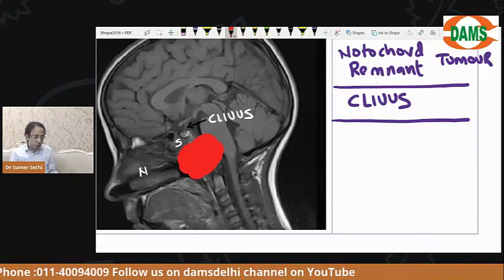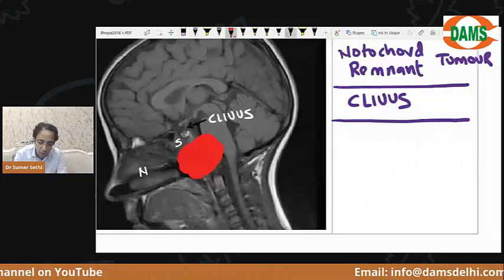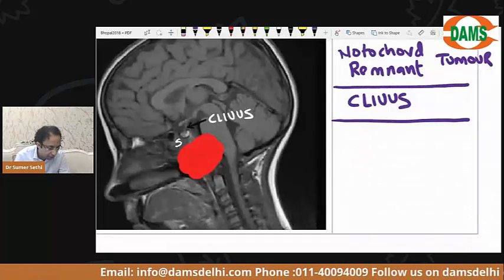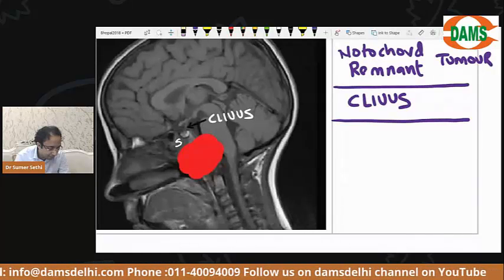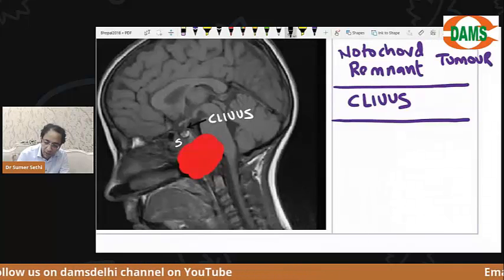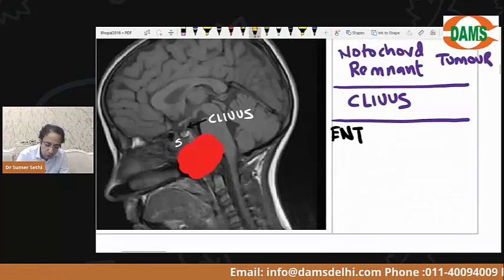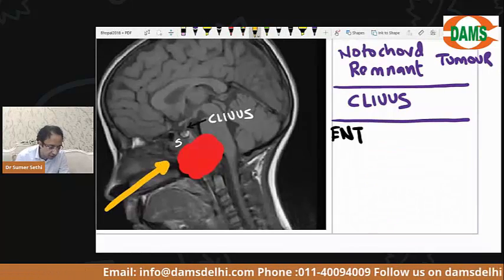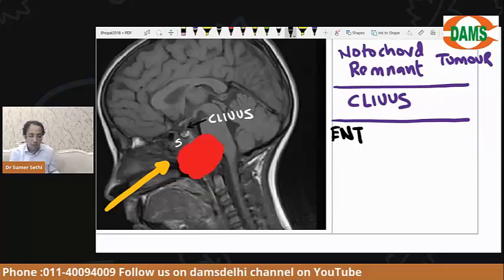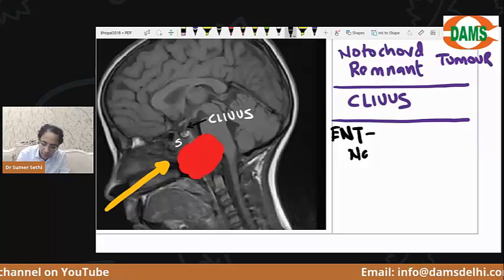Anybody? Which doctor will diagnose this tumor? If you have a notochord remnant tumor developing in the clivus, which doctor will diagnose this? Anybody? So that doctor will be an ENT surgeon. Because in ENT, when you go through the nose, behind the nose, you have the nasopharynx. And a notochord remnant tumor arising from the clivus will be diagnosed by an ENT surgeon as a nasopharyngeal mass.